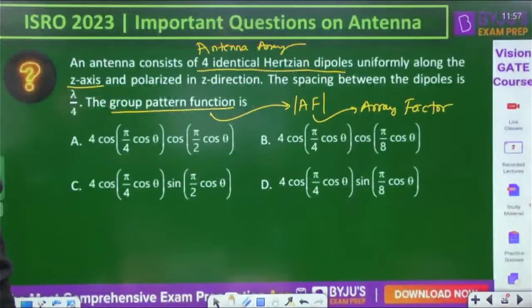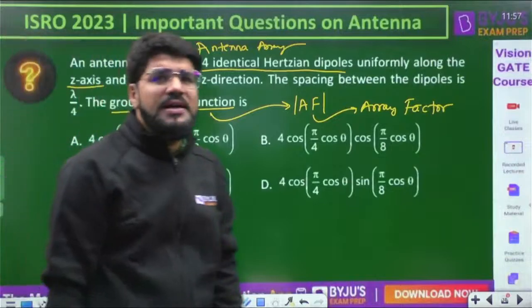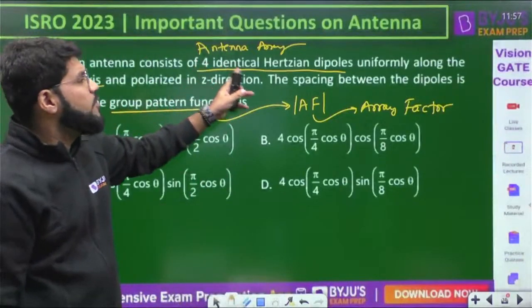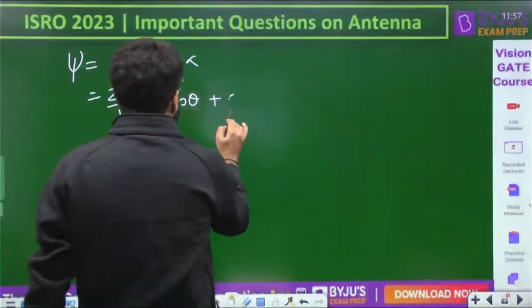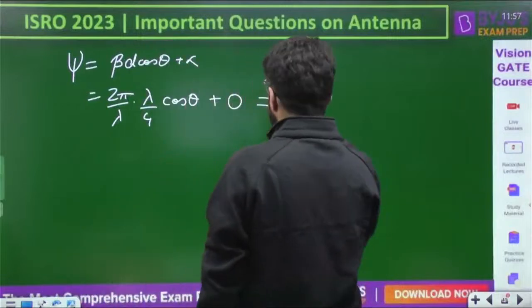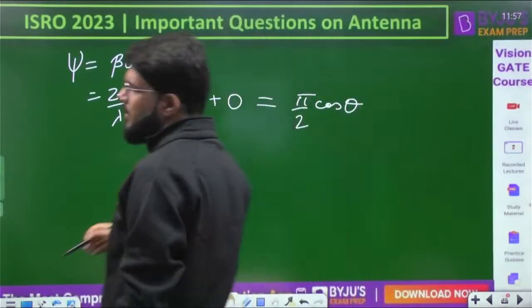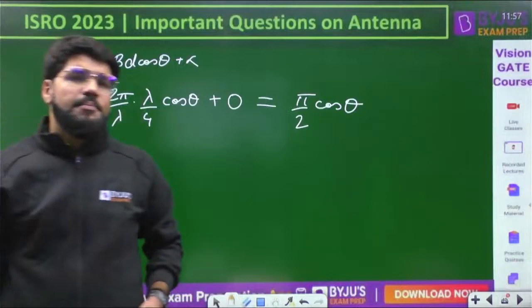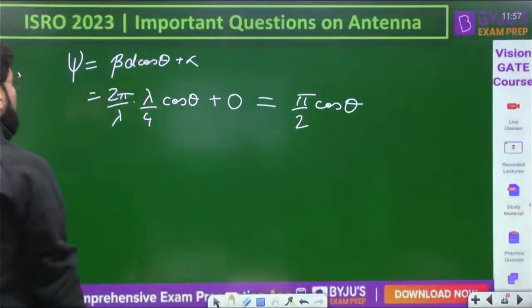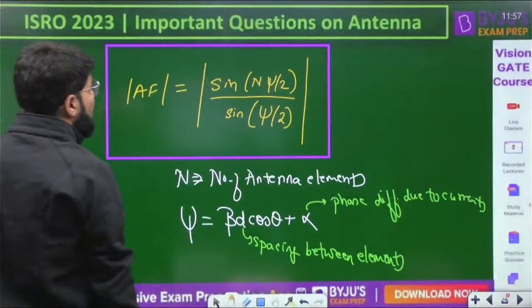What is alpha? We have 4 identical Hertzian dipoles. We can assume that they are fed with the same current because they are totally identical. Alpha will be taken as 0 here. Lambda cancels, and you have pi by 2 cos theta. That is the xi. So now what is N xi by 2?